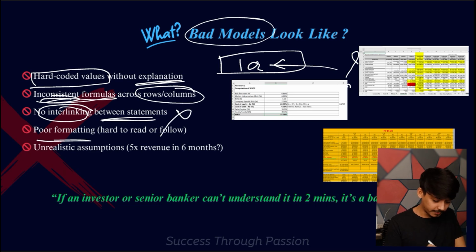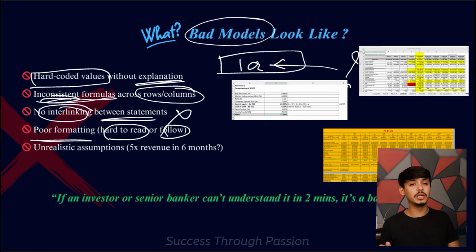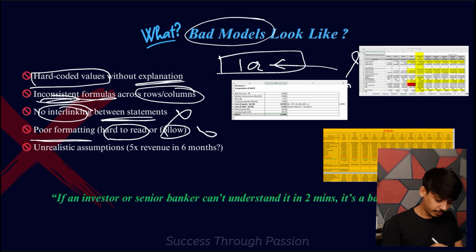Next is poor formatting, which leads to a model that is hard to read or follow. A model should be very simple to understand. It should have a limited number of sheets. So once a person opens the file, he understands what is available on which particular sheet. So that is also an element of a bad model.